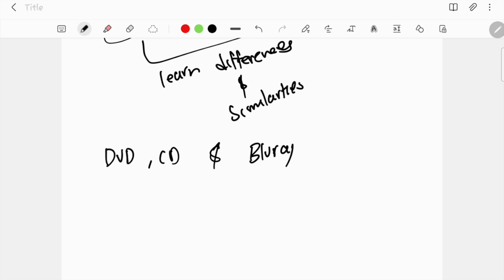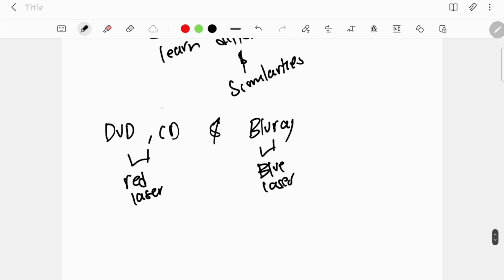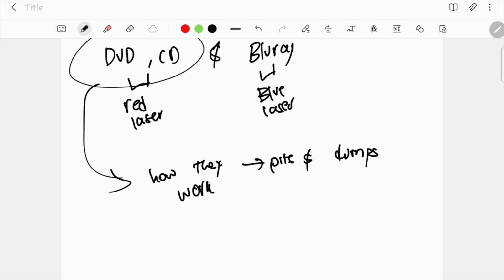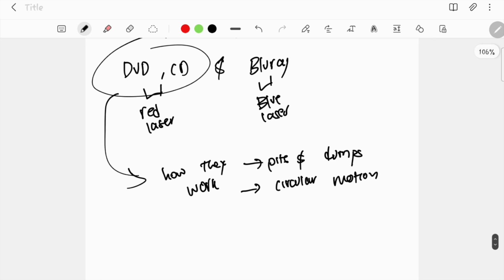Now DVD uses red laser. Go over that. This is blue laser. That is one difference. But go over many of the differences. Go over how they work. So here we have pits and lands, stuff like that. It goes in concentric tracks, circular motion, and so on and so forth. Go over also that. Hopefully security I've talked about.